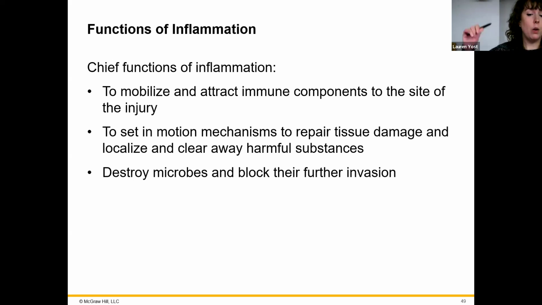Okay. We want to set in motion mechanisms to repair tissue damage and localize and clear away harmful substances. That's like, yeah, we're calling the cells in, we're calling the fluid in, but we need to make sure they're doing their job, and that warmth of what is going on in your bloodstream and in that area, and the fluid that's in there helps all that do its job there. Then we will destroy the microbes and block their further invasion. We do the best we can with this by eating them up and breaking them down.